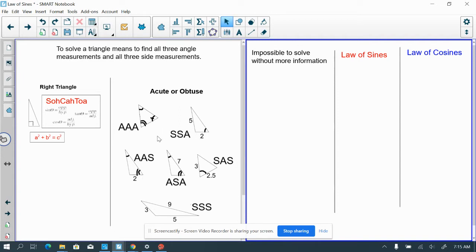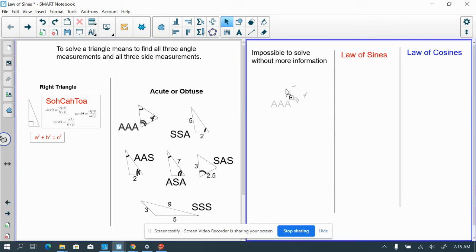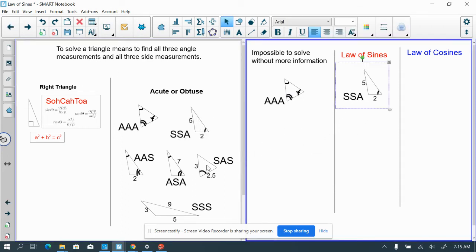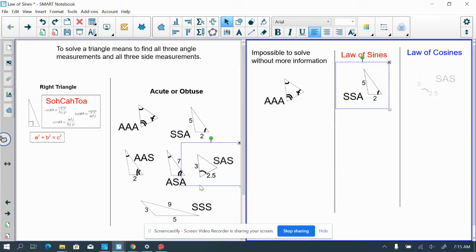You remember from geometry, these are all the possible relationships you can know about a triangle. You can know all three angles, or one angle and two sides, where the two sides are adjacent to the angle, etc. So angle, angle, angle is one of those situations that just cannot be solved. You cannot determine all three sides if the only thing you know are all three angles. Side, side, angle, we can use the law of sines, but side, angle, side, we need the law of cosines.